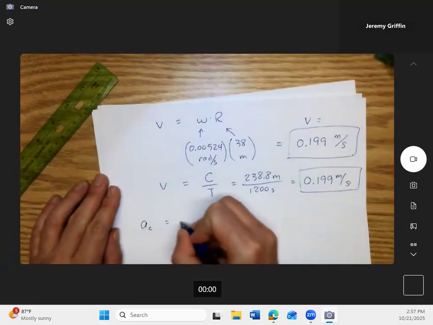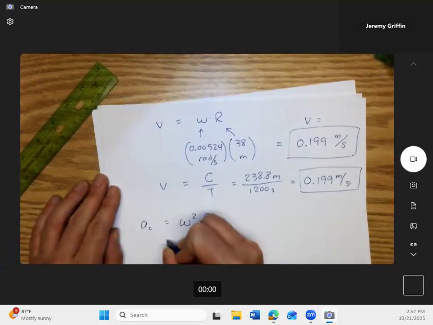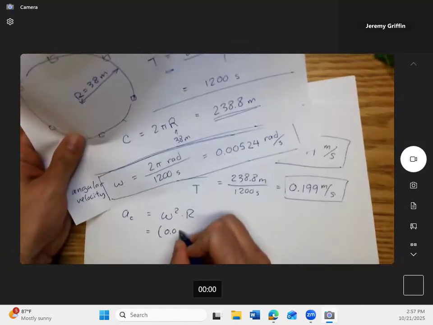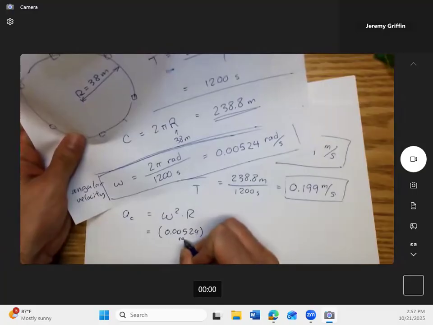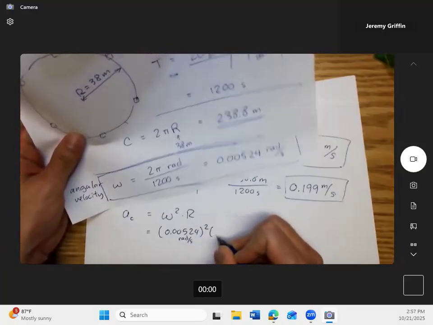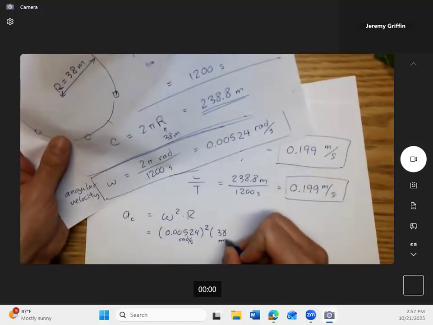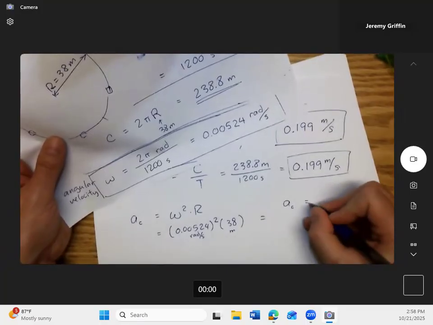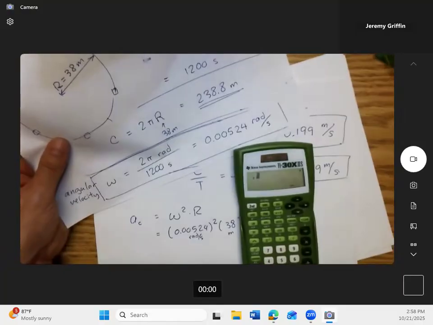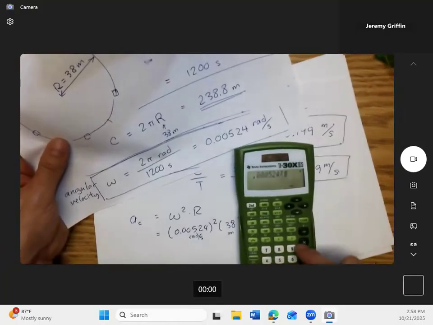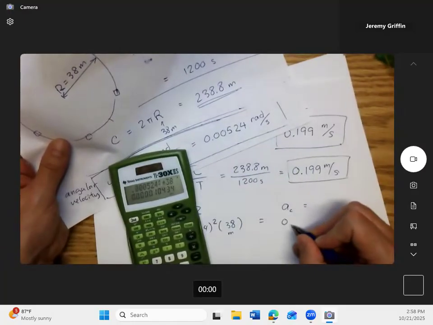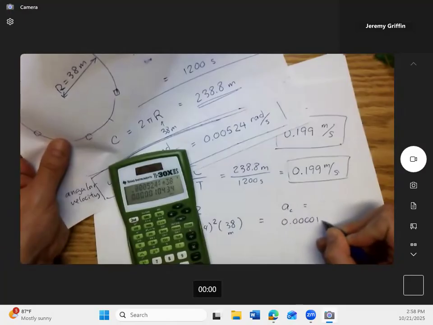So centripetal acceleration could be omega squared times r, which is, here's my omega, 0.00524. That's radians per second. I'm going to square that value and then multiply by the radius of 38 meters. So that gives me a sub c equals, let's see, 0.00524 squared times 38. That's an extremely small value. 0.0000104. That's meters per second squared.